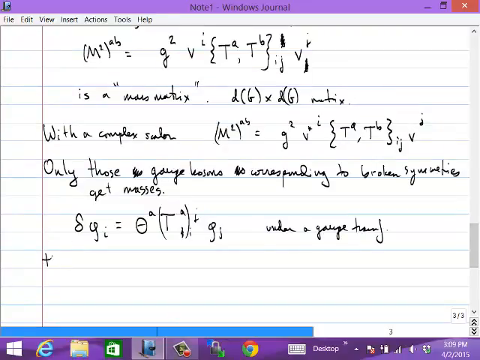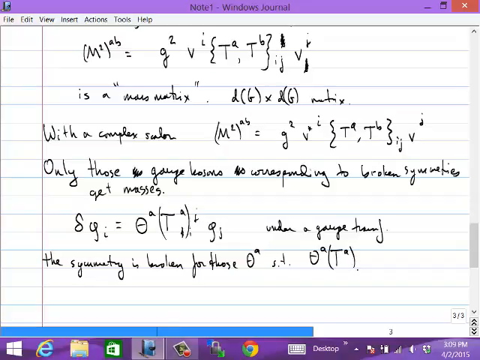Then the gauge symmetry is broken for those gauge transformations such that the gauge transformation of phi in the vacuum is not equal to 0. So some of the gauge symmetries will be broken and some of them will not.